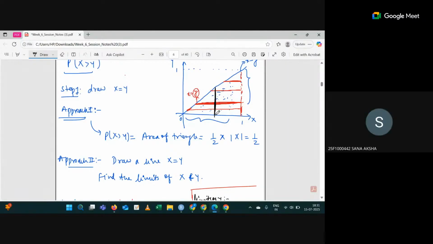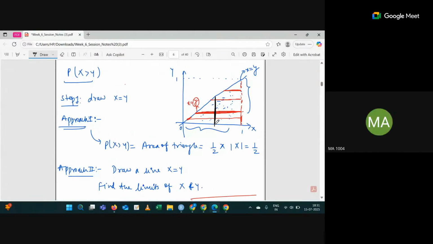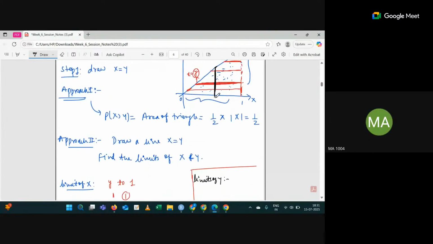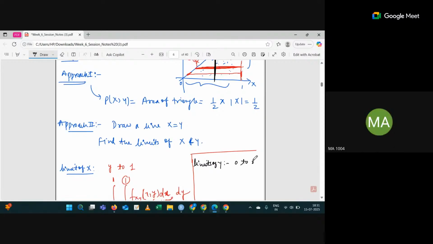Y is 0 to 1. Just think about X. It is going from here, X to the x-axis. And the limit of y is 0 to x, right? The limit of y goes from 0 to x. Are you getting my point?